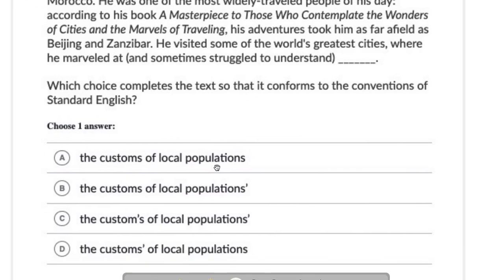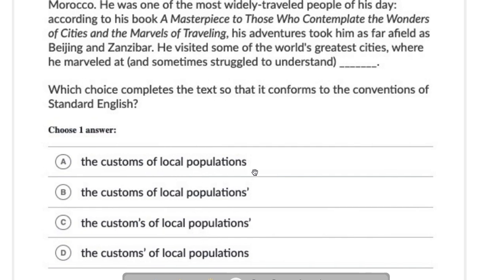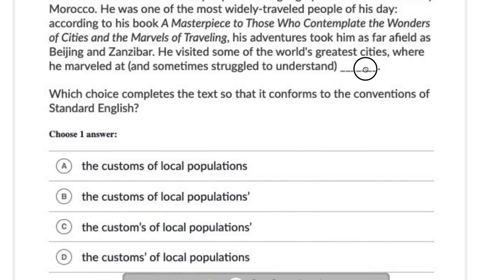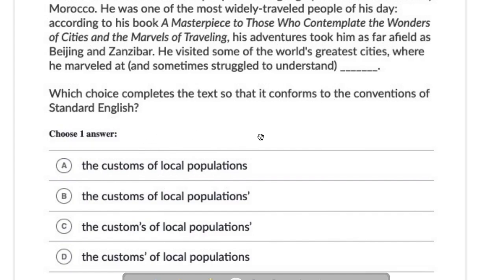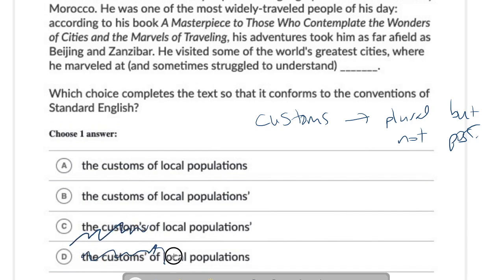Okay, now this one we can tell by looking at the answer choices that it is testing plurals, possessives, apostrophes, that sort of thing. And so he marveled at the customs of local populations. Okay, so customs is plural, but not possessive. There's nothing that is possessing, and so we don't want any apostrophes in that word. And then what about populations? Well, populations is also plural but not possessive.